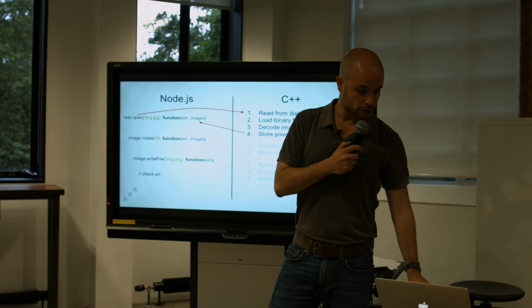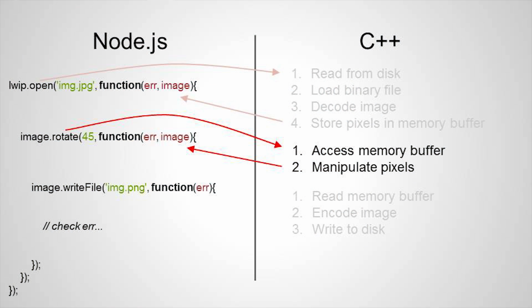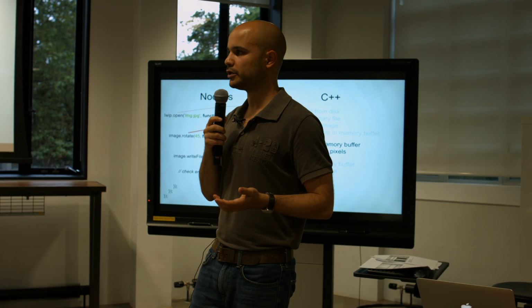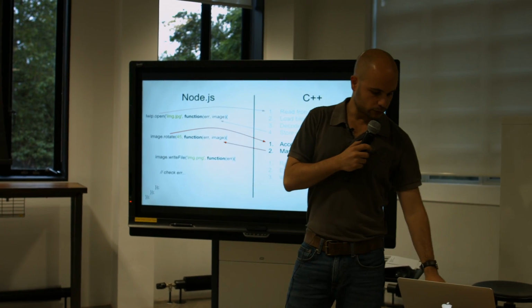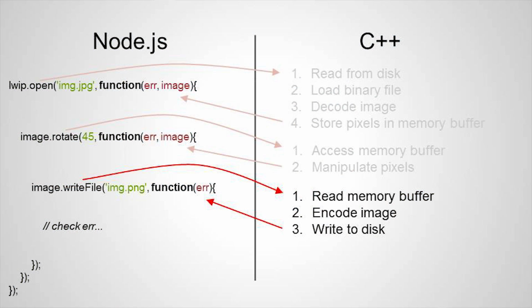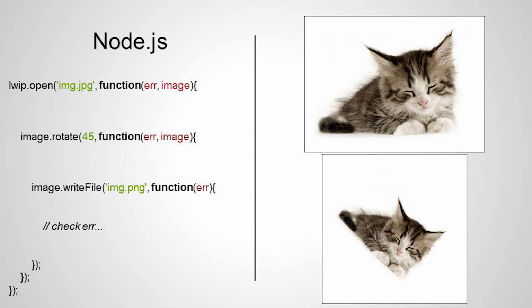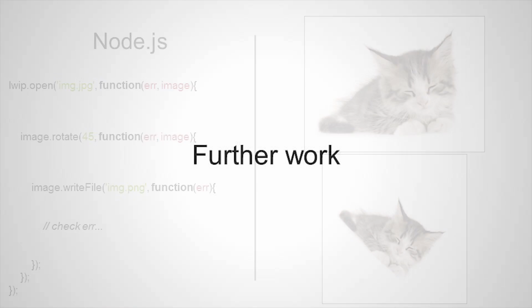Next, when we actually want to rotate the image, again it goes back into the C++ side, accesses the memory buffer, manipulates the image in however way we want to manipulate it, and then brings this image back to the JavaScript side. And finally, when we write it to disk, again same thing, just encode the pixels back into JPEG format, and write it back to disk. And that's the result, right? I chose not to use Lena, just a nice kitty in this case, but it works.